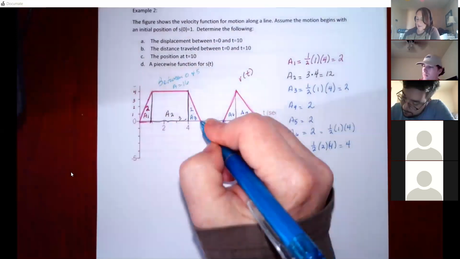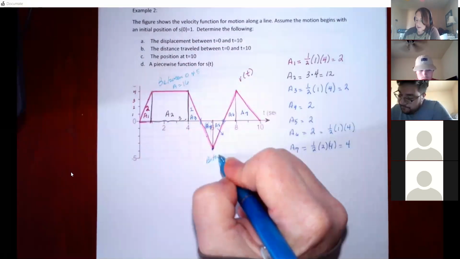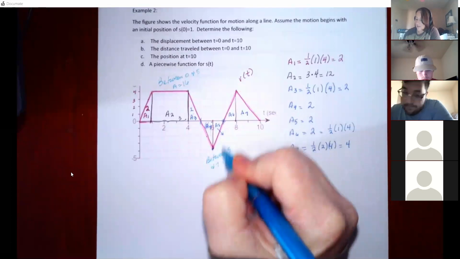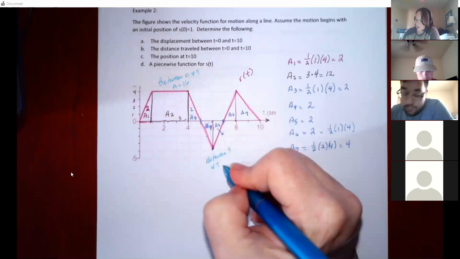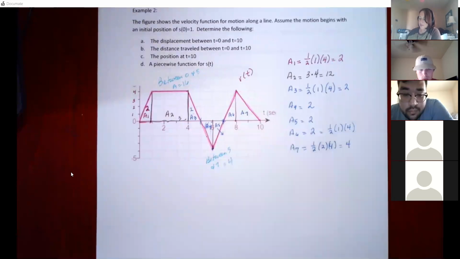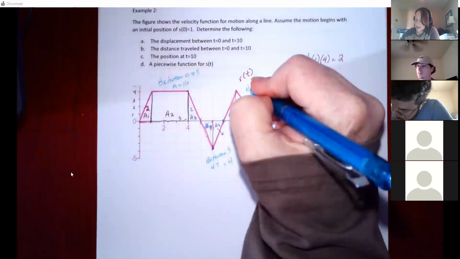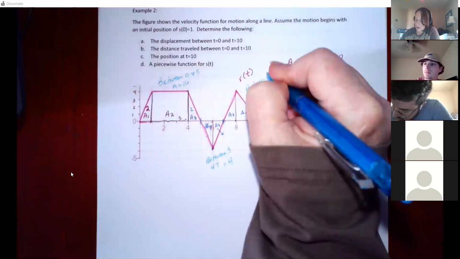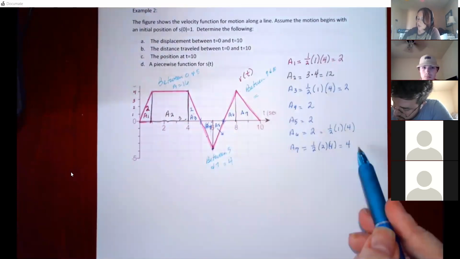Between 5 and 7, this area, which is A4 plus A5, the size of that area would be 4. And then between 7 and 10, we would have A6 and A7. So that's going to be 2 plus 4, which is 6.